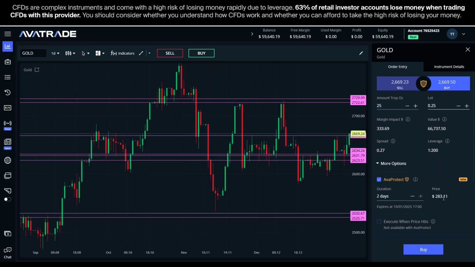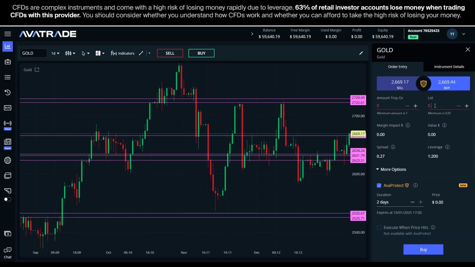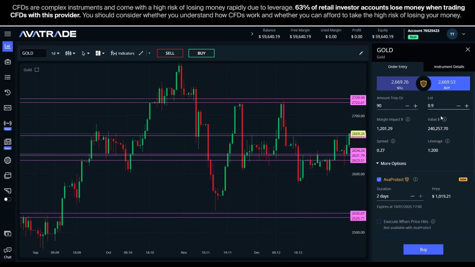So a quarter of a lot is only $283. So I could go maybe 0.9, and I see it's 1,000, 0.7, 0.5. Okay, so half a lot, which is 50 ounces of gold, still huge profit potential, cost me less than 1% of my balance, okay, for the protection for 2 full days.